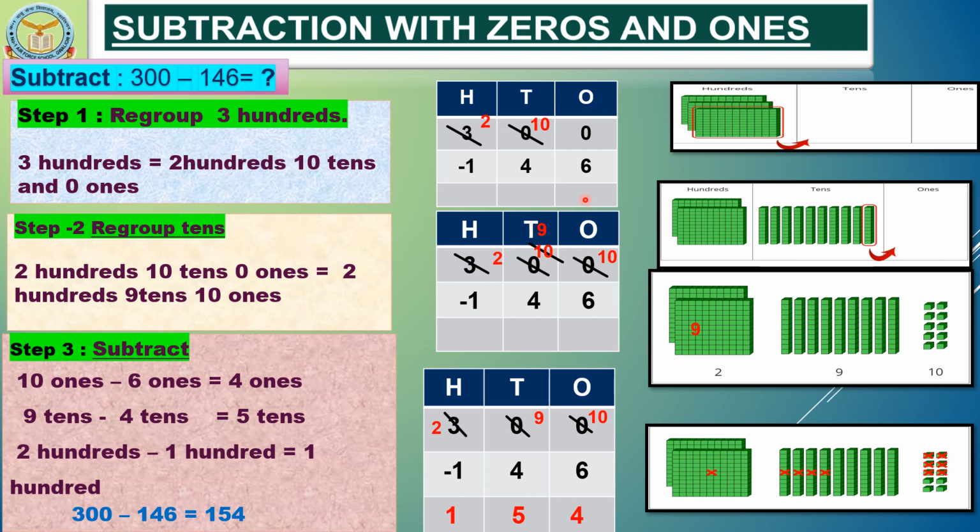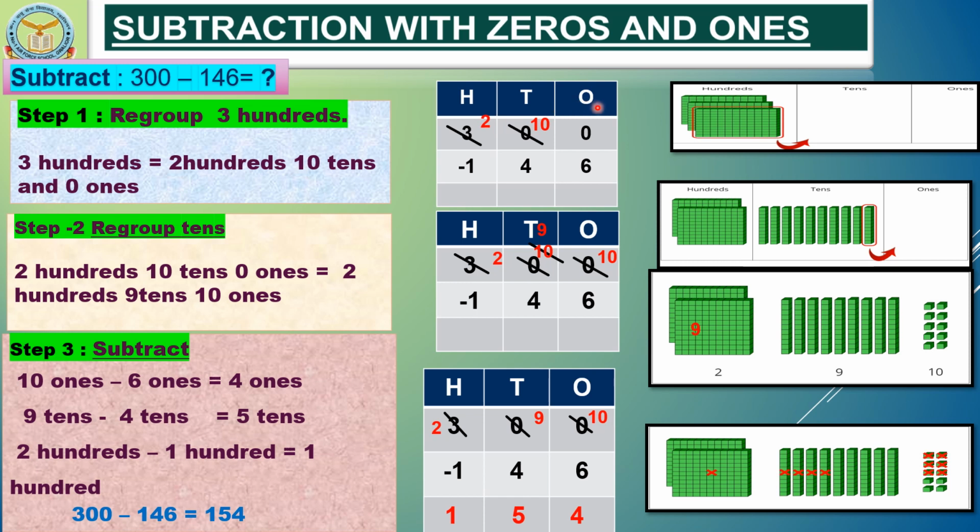In ones place, 6 ones is greater than 0 ones. So we cannot subtract 6 from 0. So what do we have to do? We have to regroup tens. But in the tens place also 0 is there. Then we have to regroup hundreds. 3 hundreds will become 200 and 0 tens will become 10 tens.